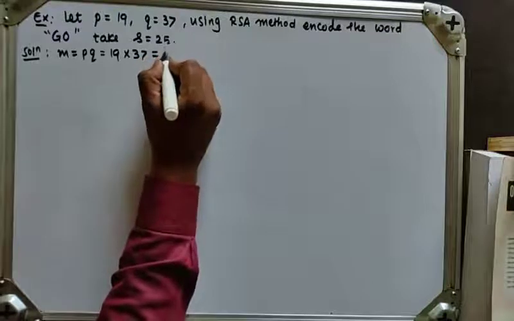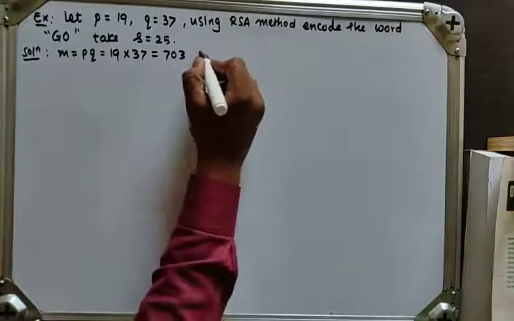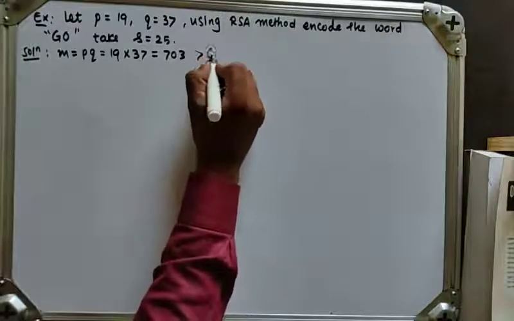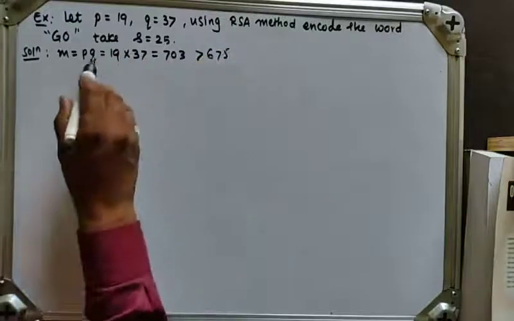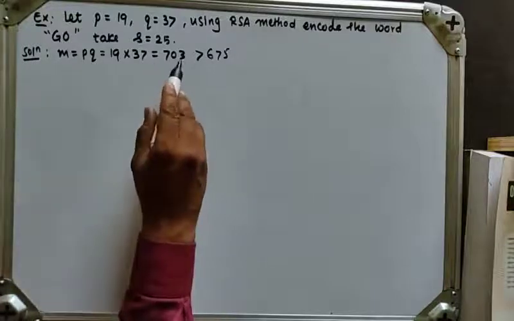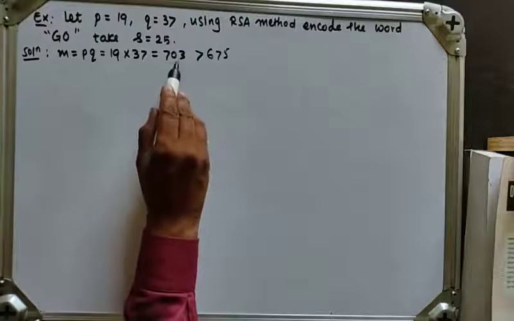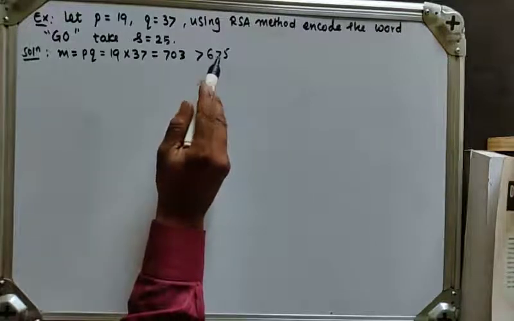So the product is 703, and we know that the value should be at least 675. So this value is greater than 675. We always want the product of P and Q, the value of M, to be at least 675. Here P into Q is 703, which is greater than 675, so we'll get a unique result.